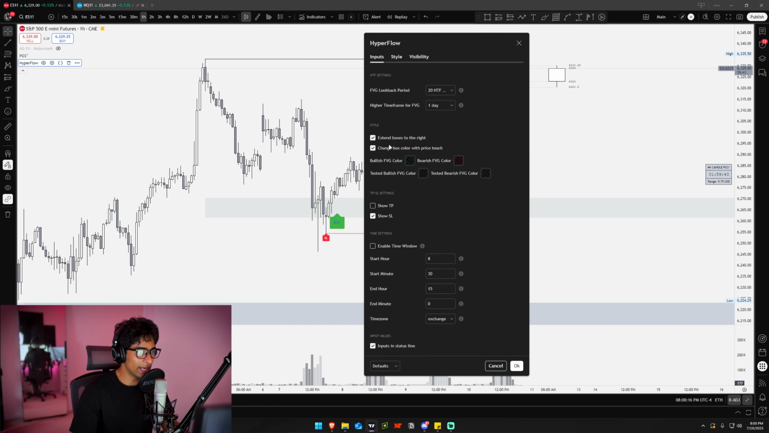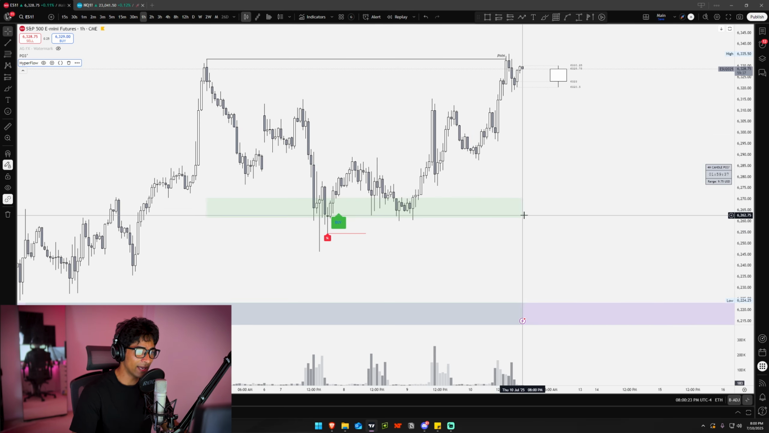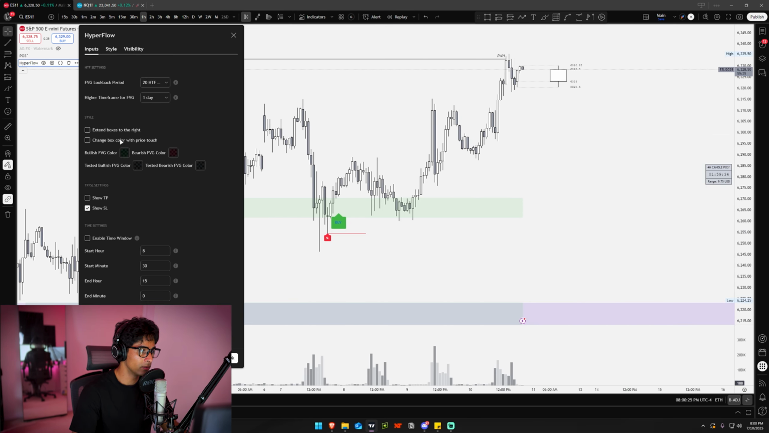Extend boxes to the right and change color with price touch. This is entirely dependent on you and your style. Like if you want these fair value gaps to remain green instead of gray once they're tapped, then hey, you can have that. And if you don't want your box to extend all the way and you want it to cut off, entirely up to you.